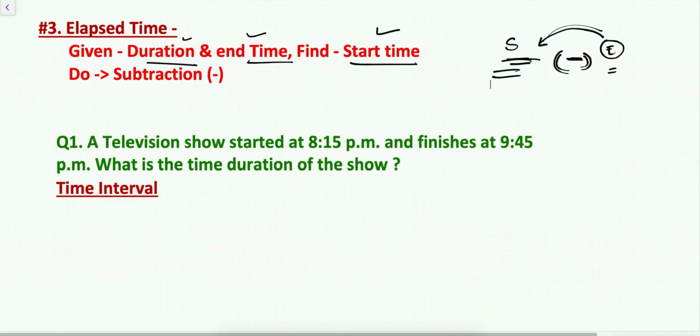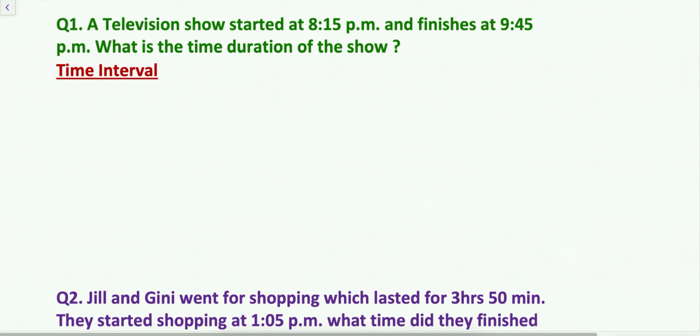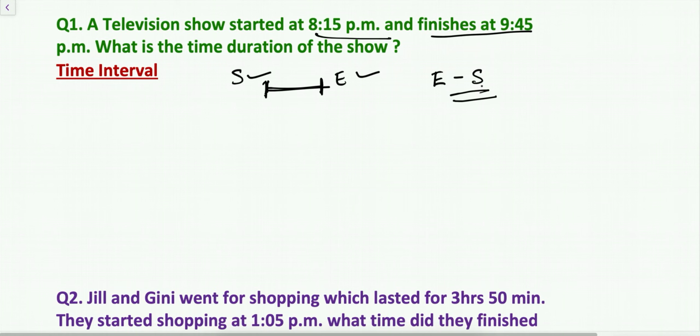So let's see some examples on that. Question 1. A TV show started at 8:15 p.m. So here the start time is mentioned, and finished at 9:45 p.m. The end time is also mentioned. What is the time duration of the show? So here they are asking for the time interval, the time duration. So to find the duration, what we will do is end time minus the start time.